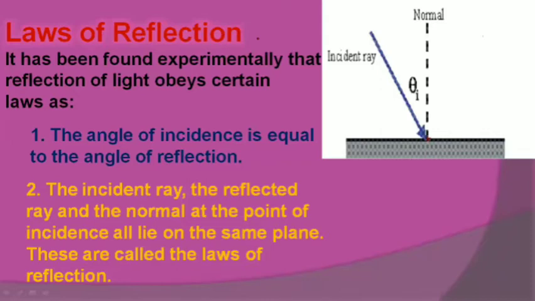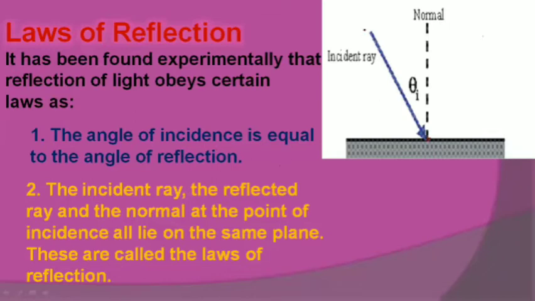Okay, laws of reflection. When light falls on any shiny surface, it bounces off. There are some laws for that which are valid and understood. You have to remember them on your fingertips. They are experimentally proven. We also prove here with an experiment that the angle of incidence is equal to the angle of reflection.